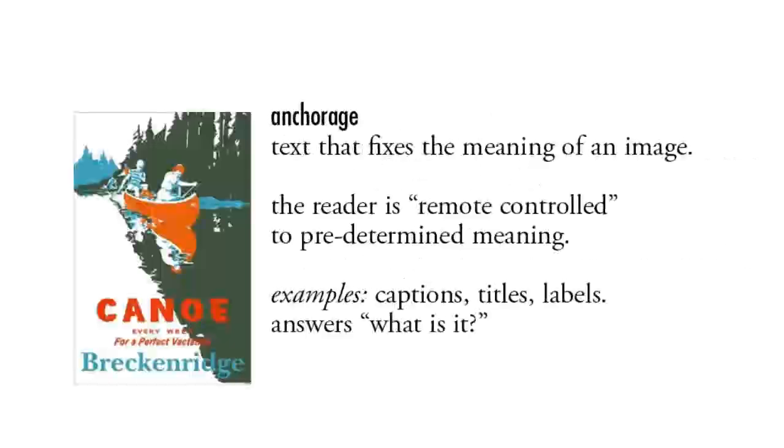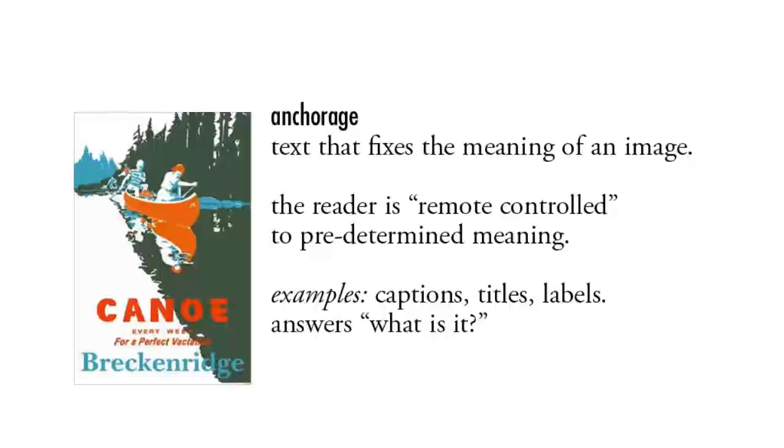A couple more terms to go over that expand on our knowledge of text and image relationships. The first way that text and image can interact is through anchorage. Anchorage is a process of applying text in a label type of way to an image. And so the text fixes the meaning of an image. Barthes says that the reader is remote controlled to a predetermined meaning. So it actually narrows the possibilities for interpretation of the image.